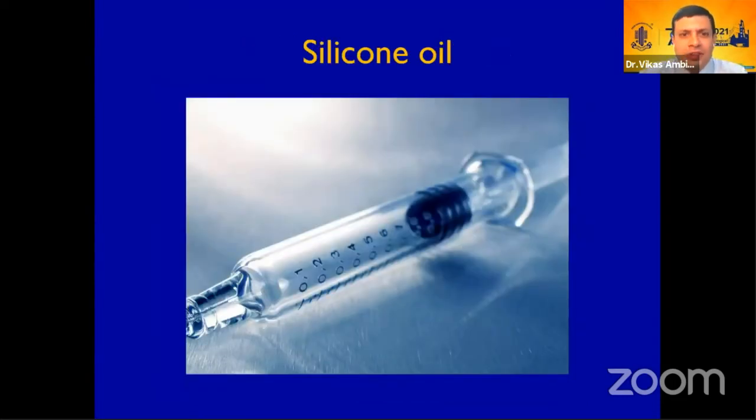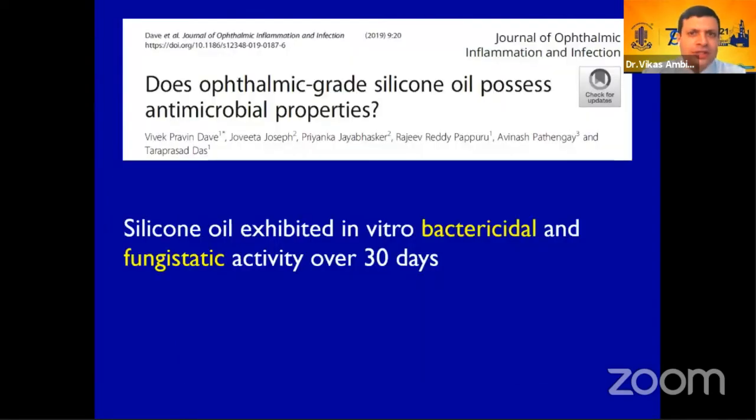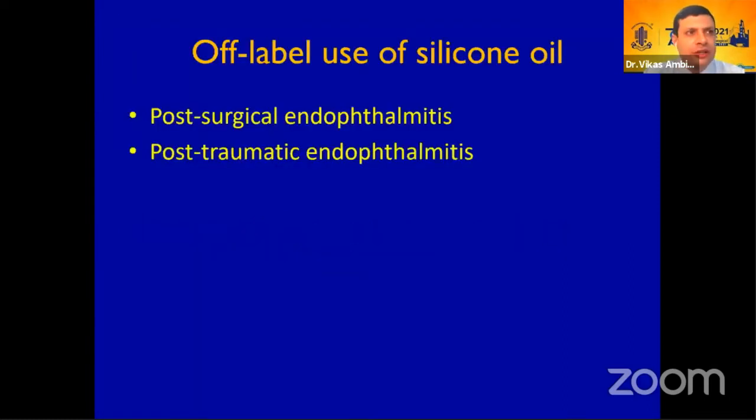Silicone oil is a substance which is approved for use as a tamponading agent after retinal detachment surgeries. But in vitro studies have shown that silicone oil also has bactericidal and fungistatic activity for over a period of 30 days. This quality of medical grade silicone oil has been exploited in treating post-surgical and post-traumatic endophthalmitis, even in the pediatric age group. This has again shown promising results in eyes as compared to the ones which were not injected with silicone oil.